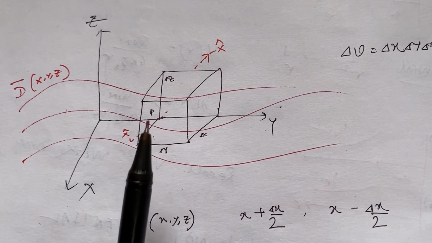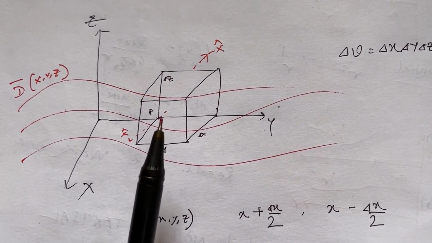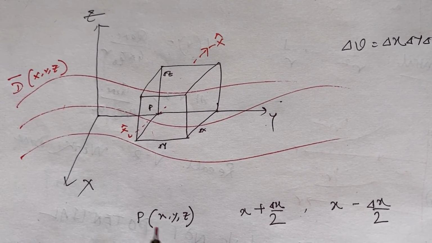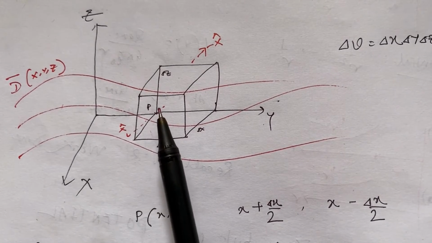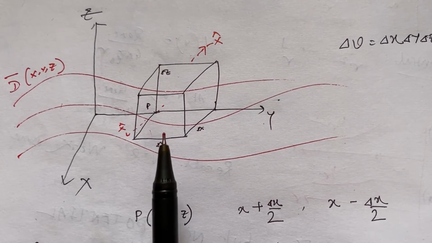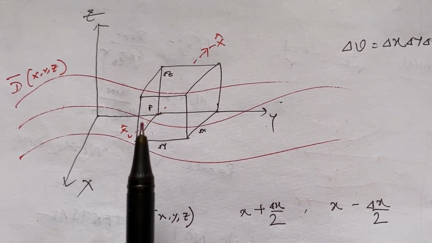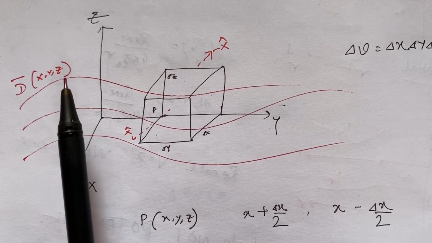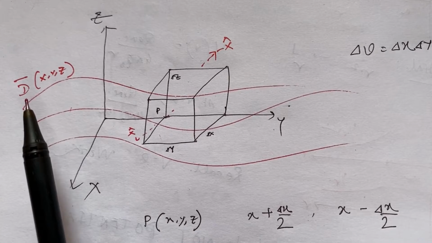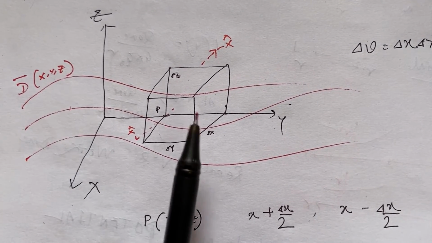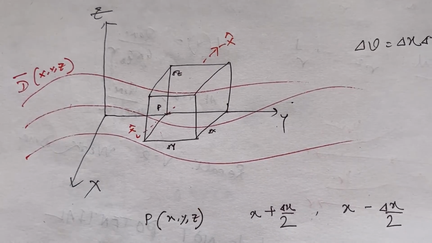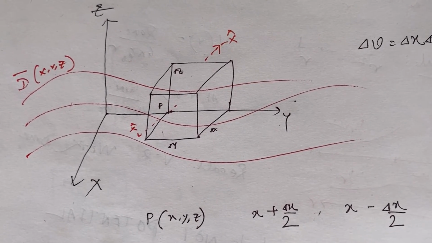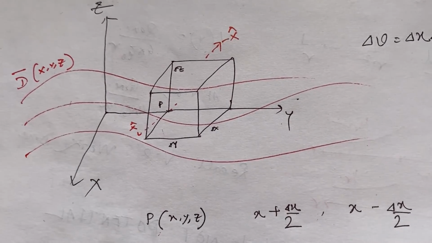Now this point P has coordinates x, y, z, so I am moving a total of delta x amount, delta x by 2 in the forward direction and delta x by 2 in the backward direction, and this is the electric flux density. This D is a function, and I am assuming that D is constant on the front surface and the back surface, as this is a differential surface.